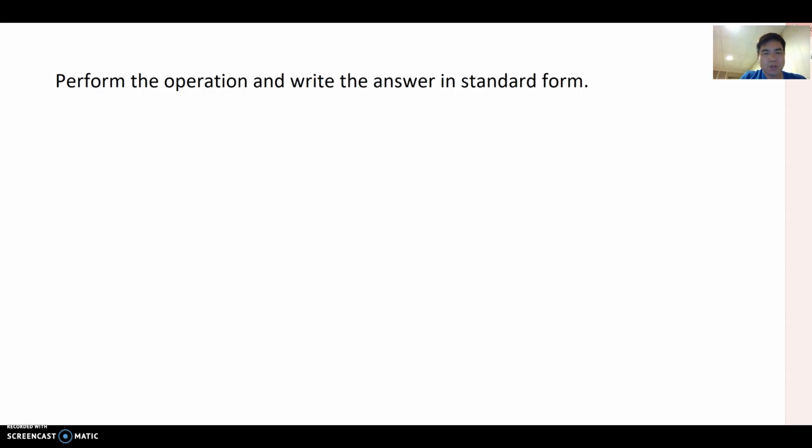So up to now we talked about addition and subtraction of complex numbers. We also talked about the powers of i, basically i squared, i cubed, i to the fourth, and then even higher powers. So this time we want to talk about multiplication and division of complex numbers. Okay, so look at this example.